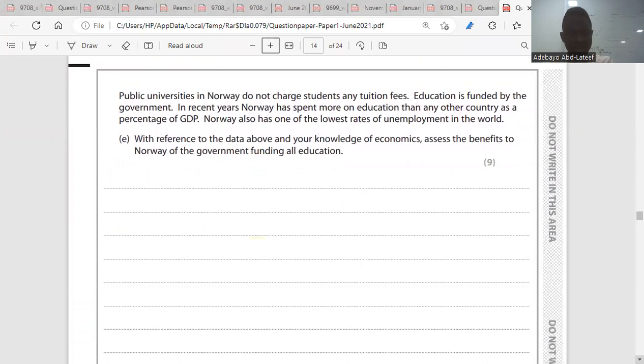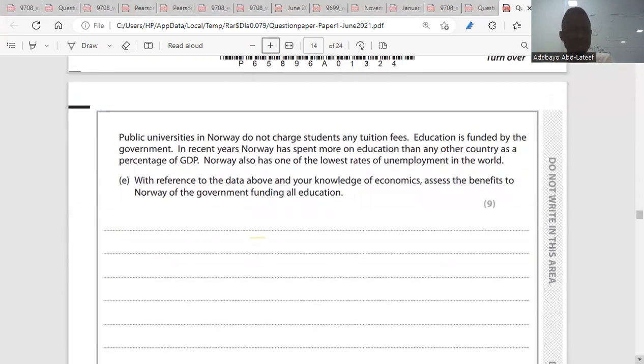With reference to this information and our knowledge of economics, we should assess the benefits to Norway of the government funding all education. One, education is an external benefit, which means it is a positive spillover to a third party. When students attain education, they will be useful to the economy, even to third parties, which is also an external benefit. With proper education, the Norwegian people will gain employment, which will increase their income and their living standards. That is the third point.